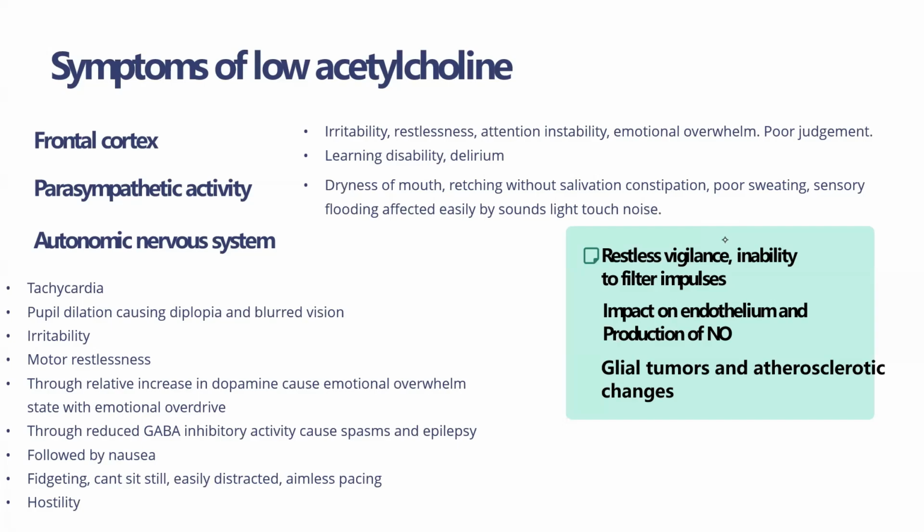through a relative increase in dopamine, causing an emotional overwhelm state with emotional overdrive. Through reduced GABA inhibitory activity, it causes spasms and epilepsy, followed by nausea. Fidgeting is seen, then the patient can't sit still and is easily distracted. There is aimless pacing and also a kind of hostility is seen.